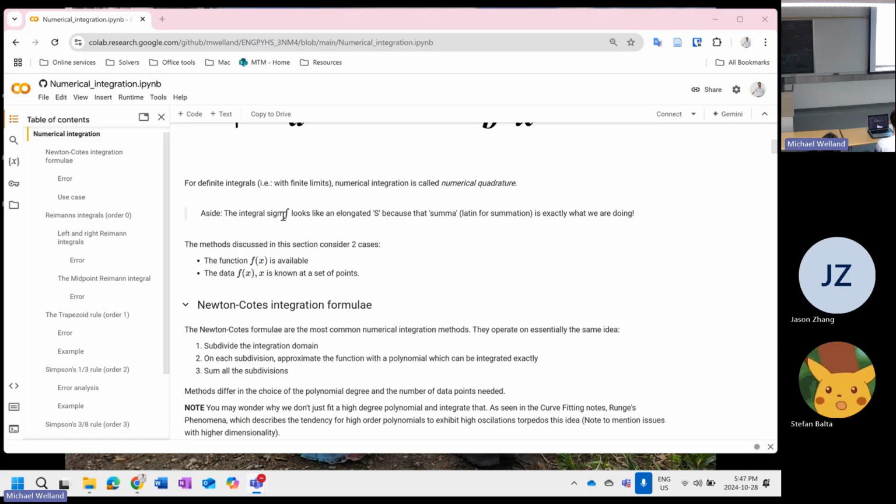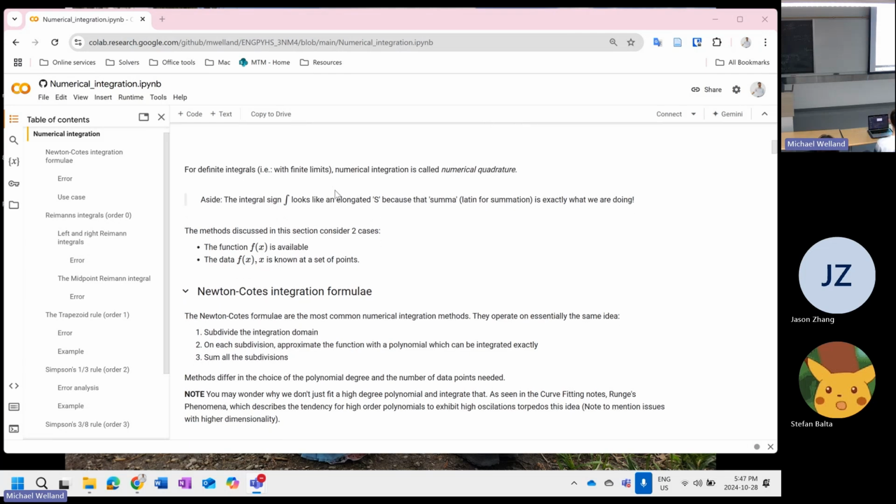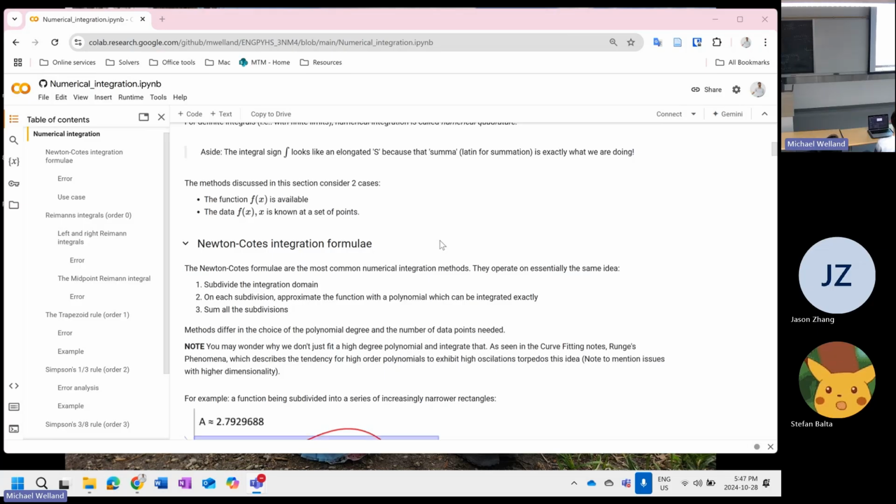Has anybody ever noticed that the integral sign looks like an elongated S? And do they know why? No? Anybody know why? Literally sum. Apparently it's Latin for summa, which is literally the summation, which is good because that's exactly what we're going to be doing. I think that's sigma. Yeah, but that one's Greek. This is Latin.